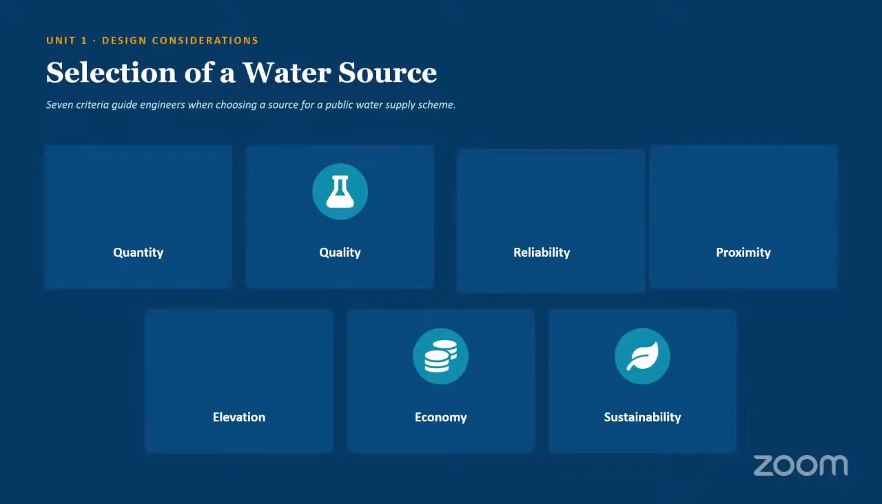So these are the various selection criteria of a water source: quantity, quality, reliability, proximity, elevation, economy, and sustainability. So enough water is available, water is clean and safe, water is available throughout the year, the source is close to the consumer, higher elevation reduces pumping, low construction cost, and sustainability, not only for the present generation but also for the future generation.